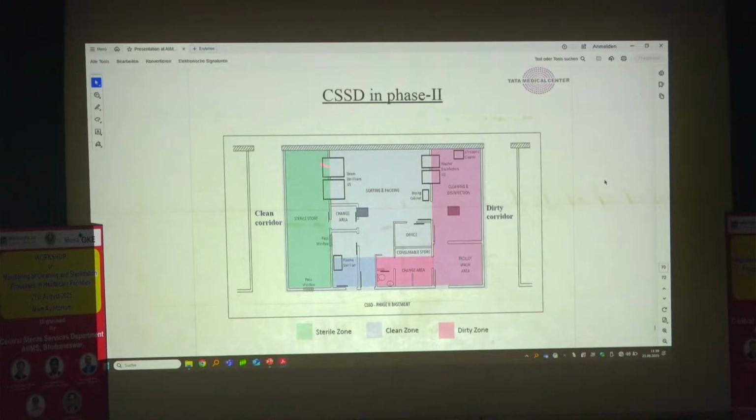The second phase. This is the second phase where there is a dirty corridor and clean corridor, so there are no chances of any cross contamination. This is the trolley holding area, disinfection area, office, packing zone, everything is there. But the total area is 1800 square feet, where the main building phase 1 area is 3000 square feet.